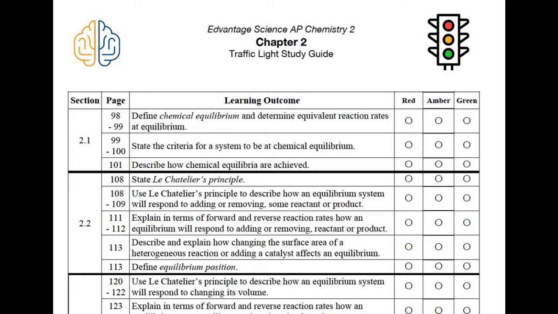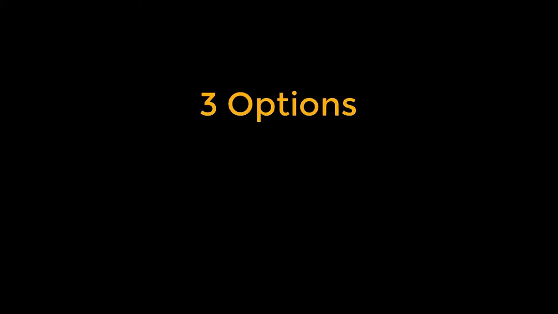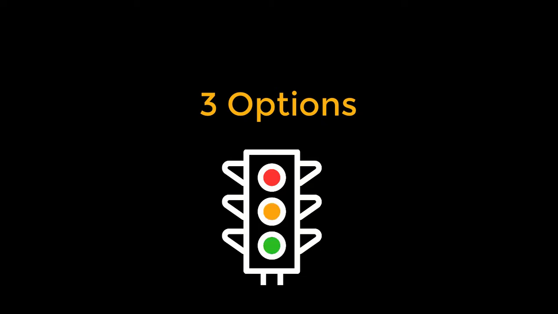For example, if the learning outcome is to find chemical equilibrium and determine equivalent reaction rates, then ask yourself the "can I" statement with the appropriate learning outcome. The answer to your "can I" question then has 3 options.